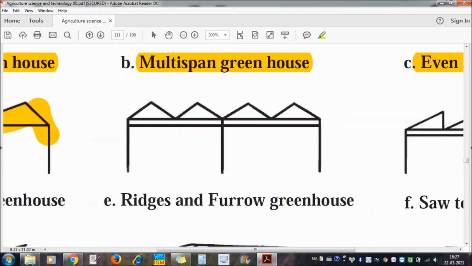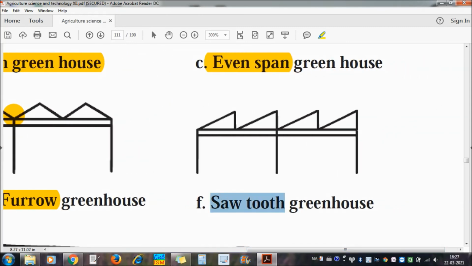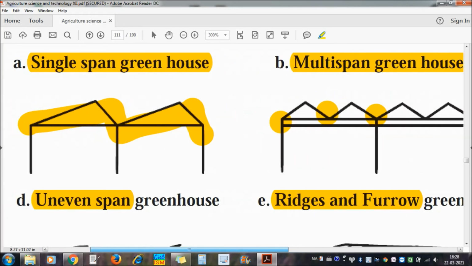Now here, ridges and furrows we have studied in irrigation. This is one of the systems of irrigation, ridges and furrows. Here also this top portion is called the ridge, the down portion is called the furrow. So here this is a ridge, this is a furrow. Likewise, then the sawtooth greenhouse. Sawtooth means like the saw you have seen which is used to cut branches of a tree. So these are that particular kind of structure.